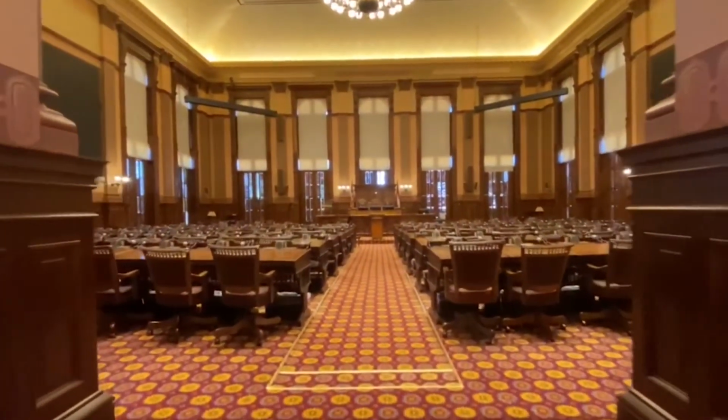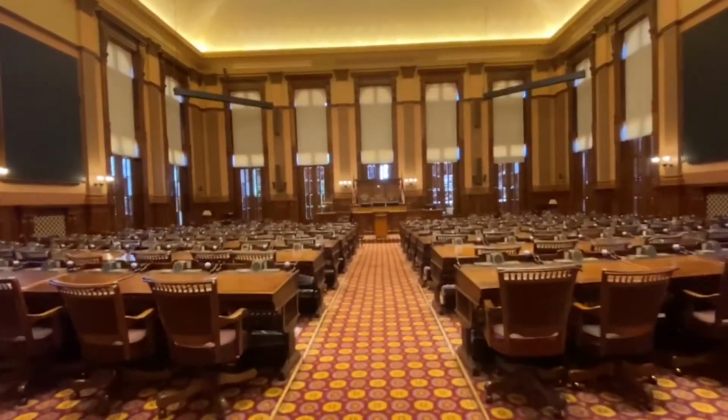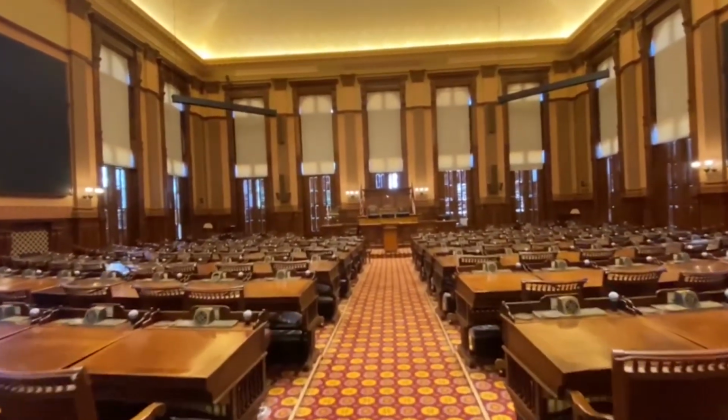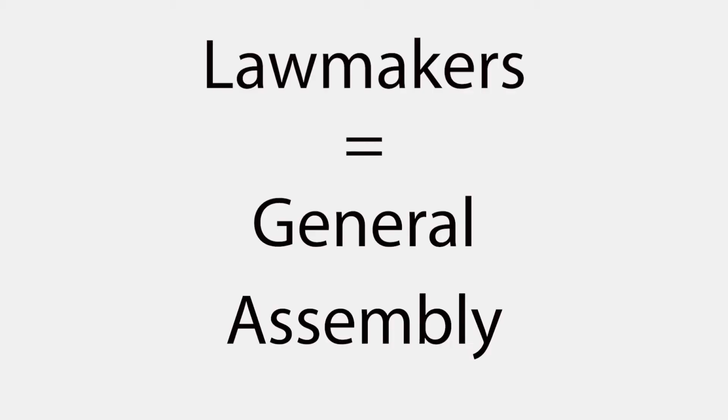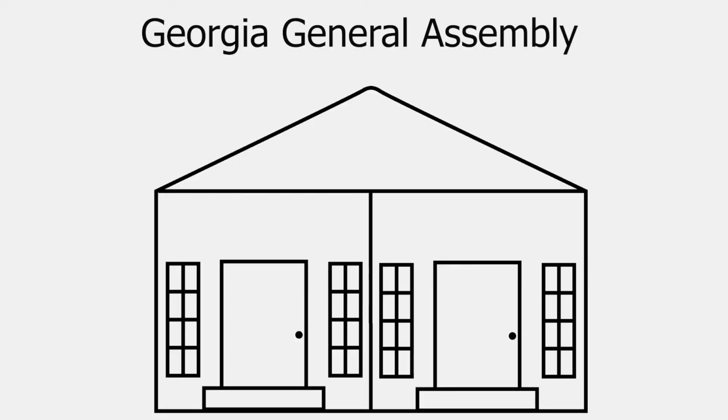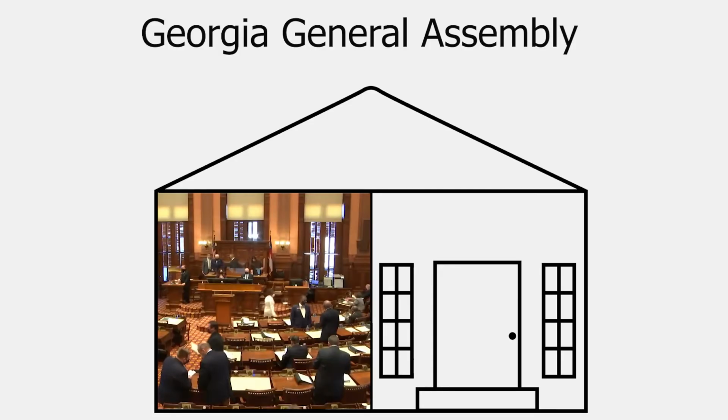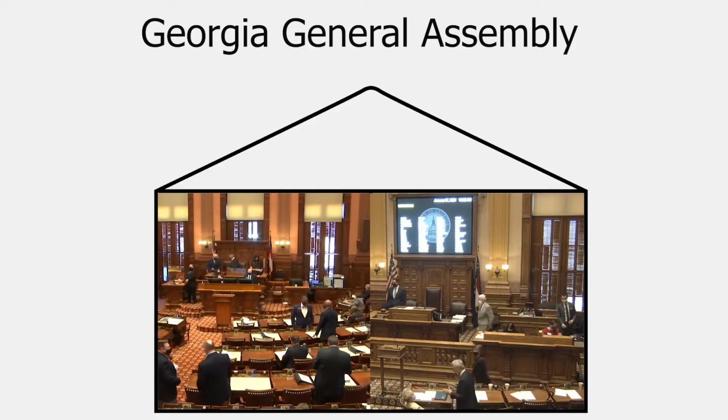Today we are going to talk about the legislative branch of government. This is the branch that writes the laws. In Georgia, we call our legislators the General Assembly instead of Congress. But like Congress, the Georgia General Assembly is divided into two houses, the House of Representatives and the Senate.